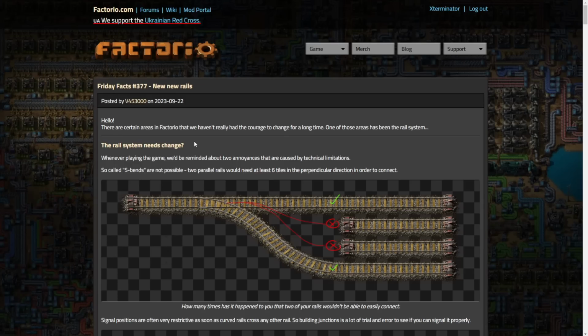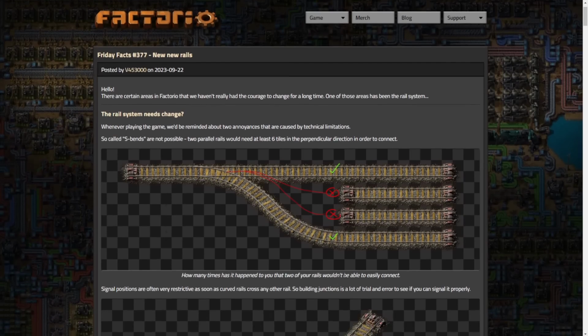They start off with basically the question, Rails need change, which honestly is a question I maybe would have had, because I wouldn't really think the Rails themselves needed much changing. But now that we actually see in this Friday Facts what was changed, I'm really glad they did all this, and I can see why they made these changes and why they thought it was necessary.